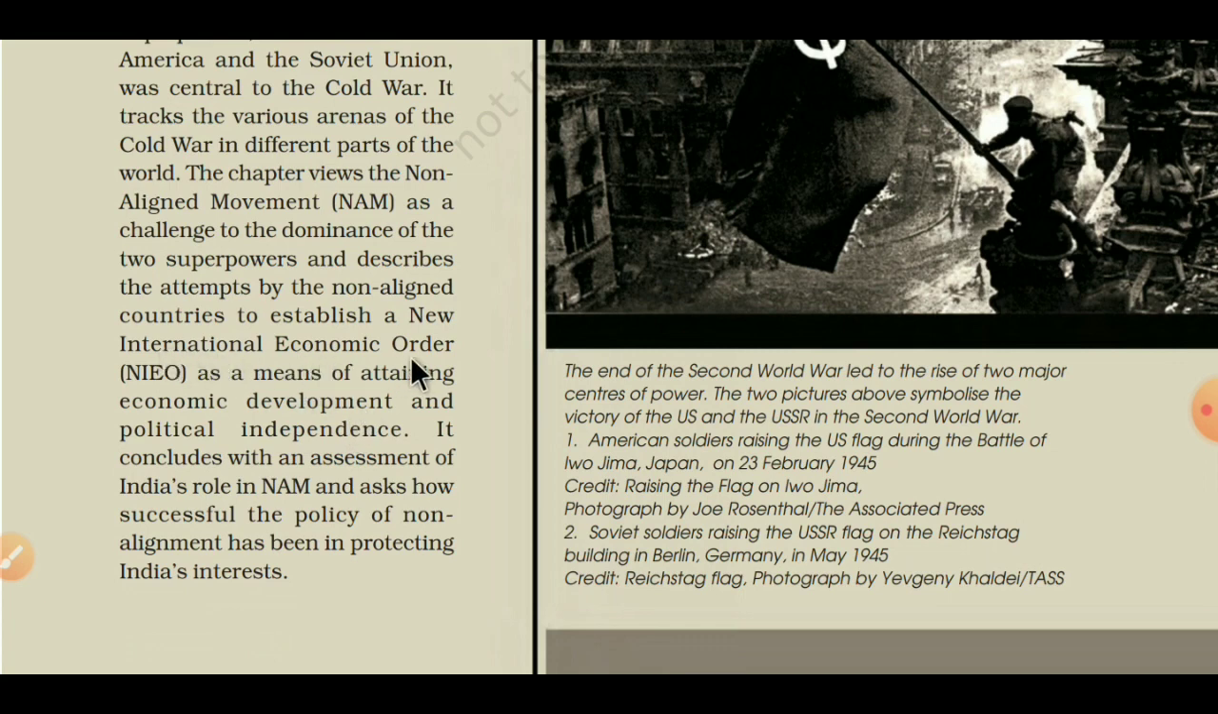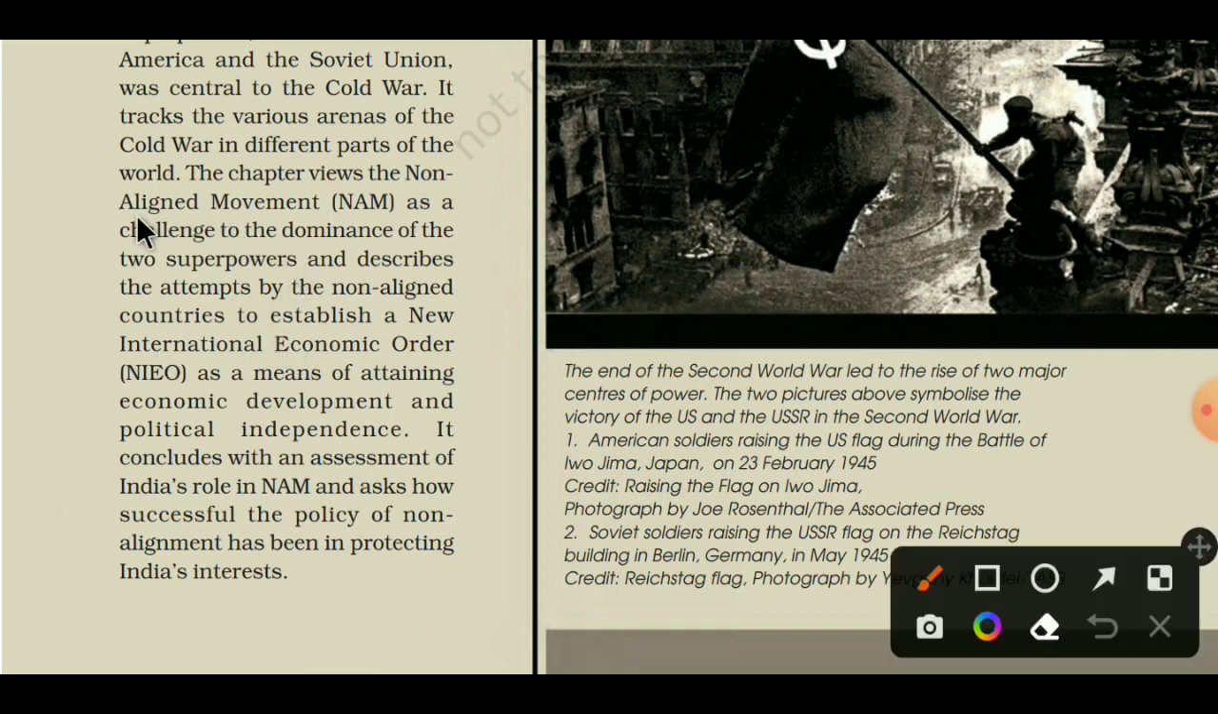After that, the New International Economic Order. What is the New International Economic Order? It was formed because when the Non-Aligned Movement was formed, the leaders did not think that the economy was necessary for sustaining a country. After that, when they met again in 1970, they thought that it is most important for a country to have independent political and economic development, so they developed the New International Economic Order, and we will go through it in the whole chapter.